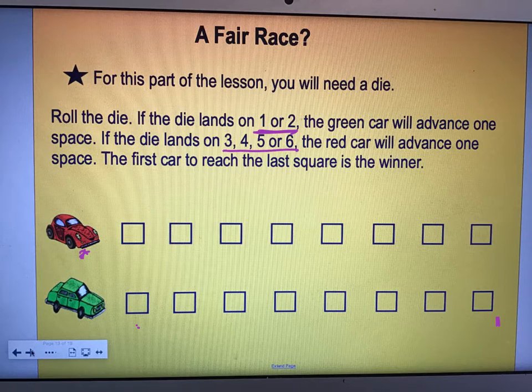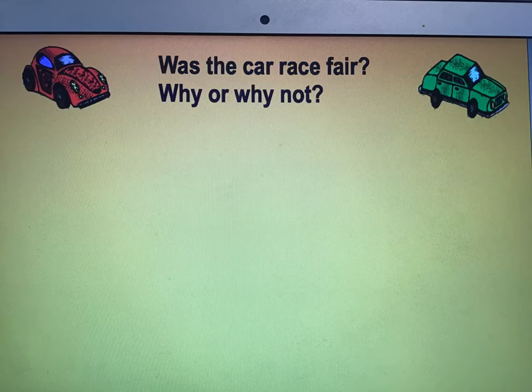So how I want you to play this game is I want Mrs. Tierney to have the people that want the green car stand up and have the people that want the red car sit down. And then Mrs. Tierney is going to go ahead and play that game with you and give the candy out to whoever wins. Good luck.